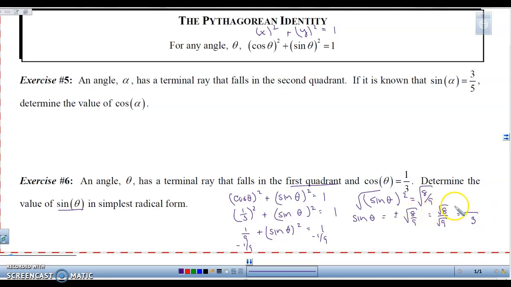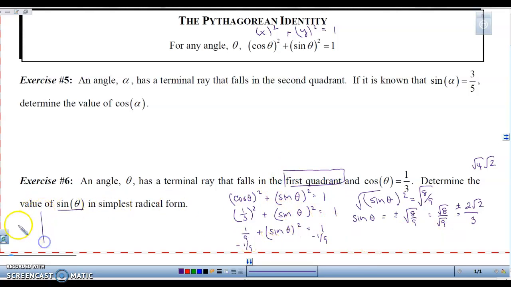Now in simplest radical form, 8 breaks down into 4 times 2. So in simplest radical form, that's going to be 2 radical 2. But remember, it's plus or minus 2 radical 2 over 3. So how do we decide whether we use the plus or the minus for the sign? Well, it depends on what quadrant you're in. We are in the first quadrant.